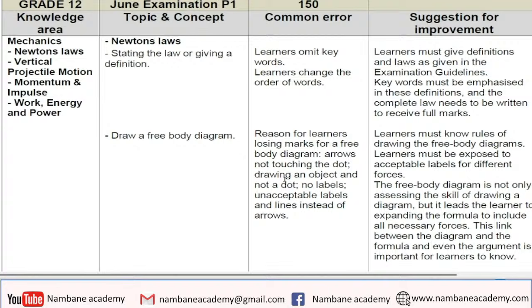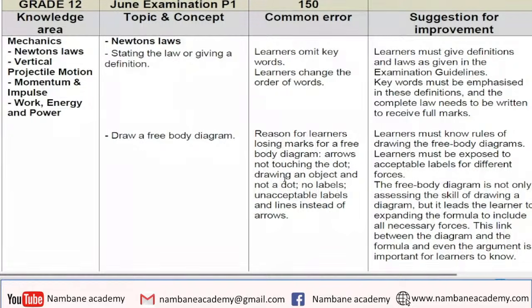Everything on Newton's laws. But the common mistakes that we have realized when it comes to the definitions, I indicated, if it is not as it is given in the examination guideline, we are not going to give it. So please learn your definitions and take them as they appear in the examination guideline, exactly as they are. We do not interpret the definitions. If you are asked to give a definition, give it as it appears in the examination guideline. That's it. Unless you are asked to explain, then you will explain.